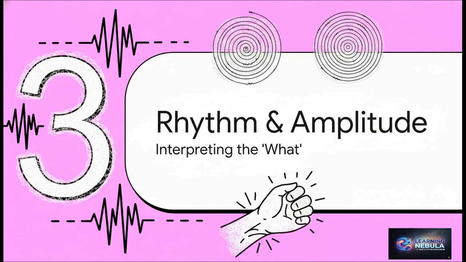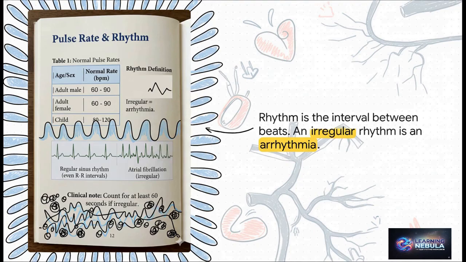Now that we have our technique down, let's start decoding the information the pulse is giving us. We'll start with the two most basic things, its rhythm and its strength or amplitude. The very first thing to check is the rhythm. Are the intervals between the beats nice and even? That's what you see in the regular sinus rhythm on the left.